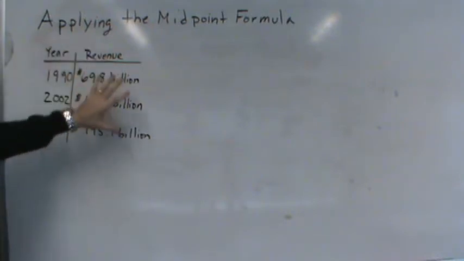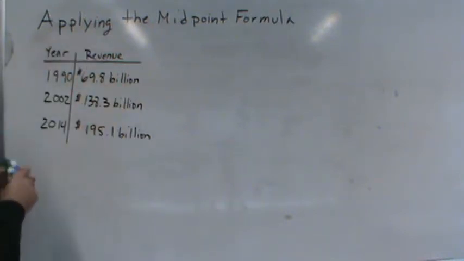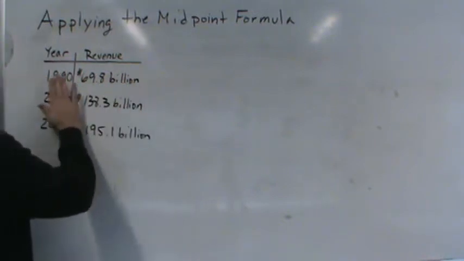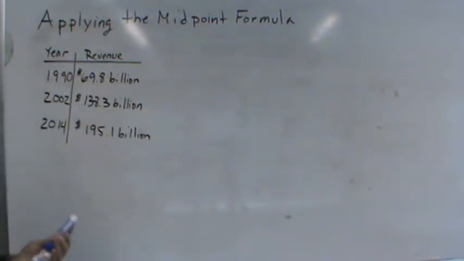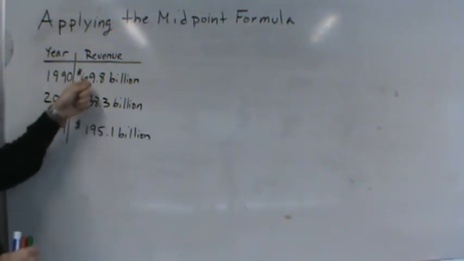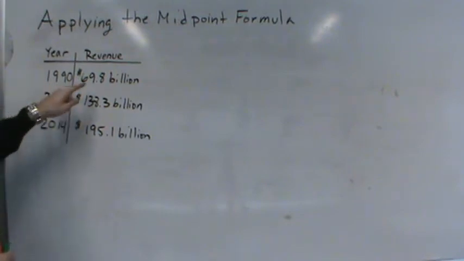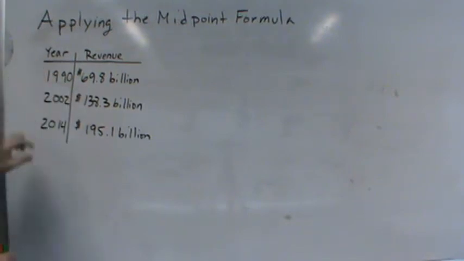Now, this is the actual data, but pretend that we don't know what this is, and we wanted to estimate it. We wanted to predict what the value was in 2002, and we only knew the value of the revenue in 1999 and 2014. So let's use the midpoint formula and come up with an estimate.